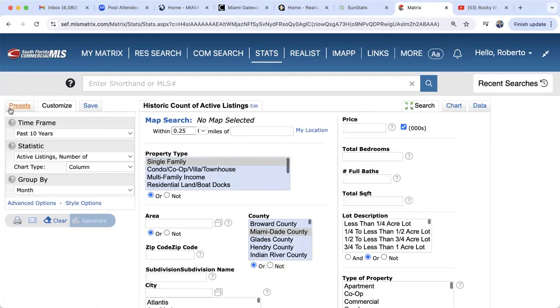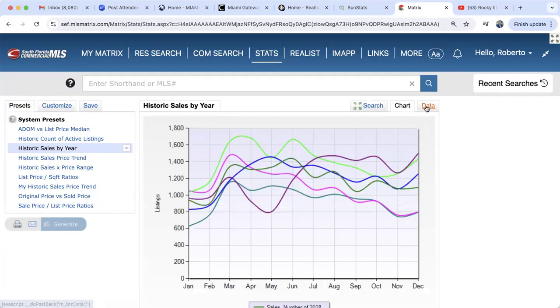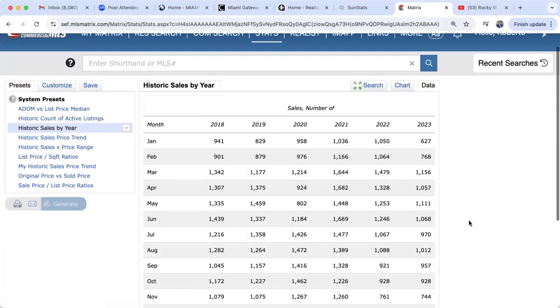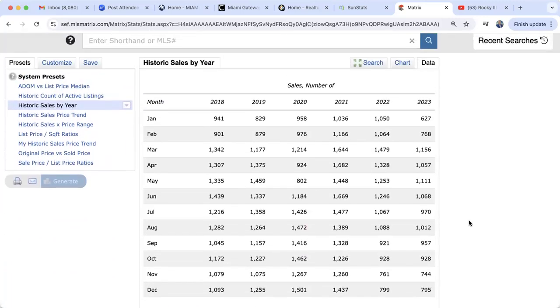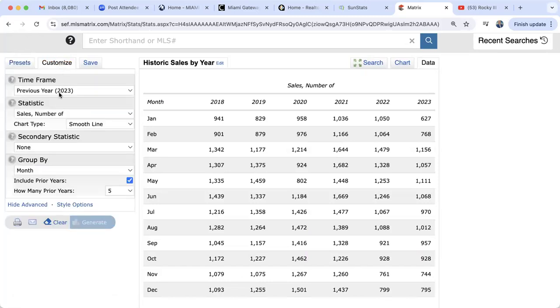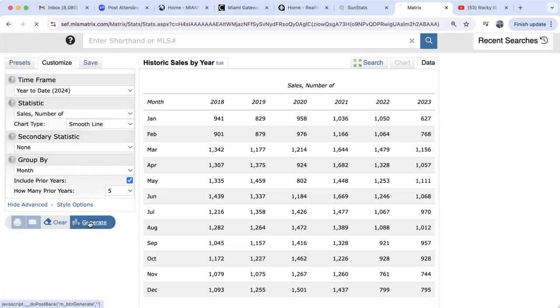All right, let's go back to the left and let's click on presets. And now let's look at sales by year. So this is the sales volume. Let's stick to Miami-Dade County, single family homes. Let's click on generate. All right, so let's take a look at data. We don't see 2024 here, right? So we need to use what's called year to date. So once again, you go to customize, and let's open the time frame and do year to date 2024. Let's click on generate.